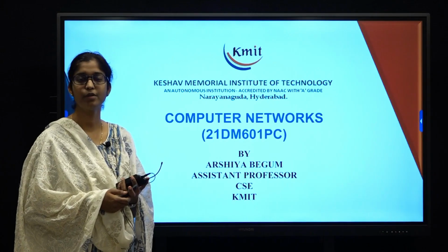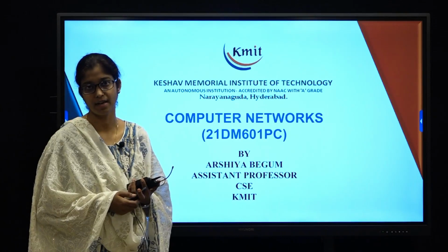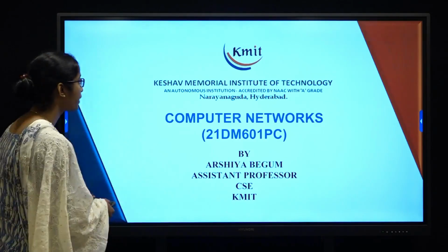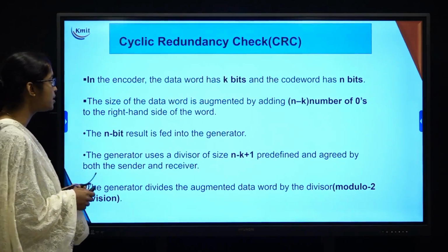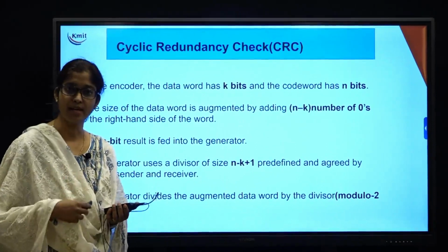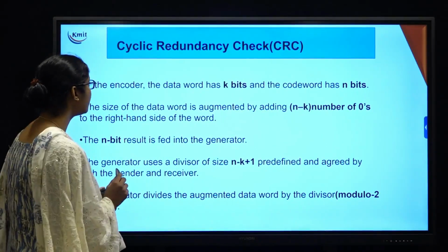Hello all, in today's video we are going to learn about an error detection mechanism called cyclic redundancy check, CRC. Why is it named so? It is named a cyclic redundancy check because we are going to perform a check at the sender as well as at the receiver side. Okay. Why are we using the term redundancy?